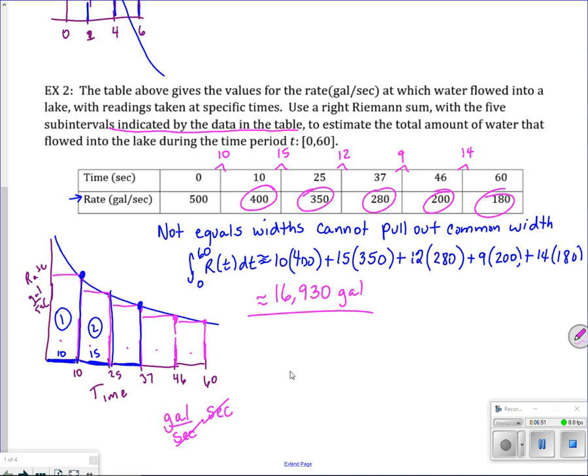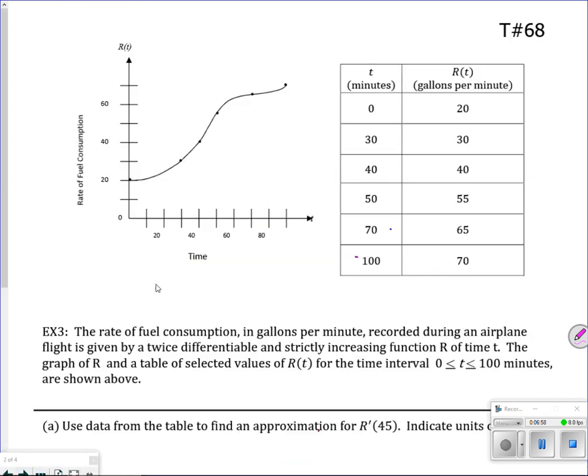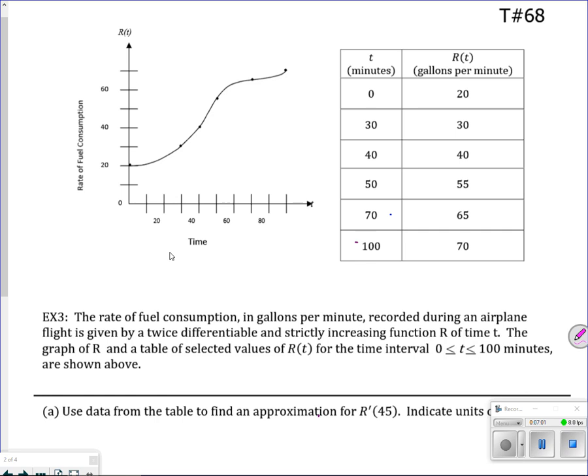All right, let's look at this next one. This was an AP question. I don't remember what year it was, but it has all the parts. So here we go. It says, given the rate of fuel consumption in gallons per minute recorded during an airplane flight is given by a twice differentiable, that's important, means you can take the derivative, it's never undefined, and strictly increasing. They probably told you that for a reason. The graph of R and the table of selected values of R at the time interval in minutes are shown.